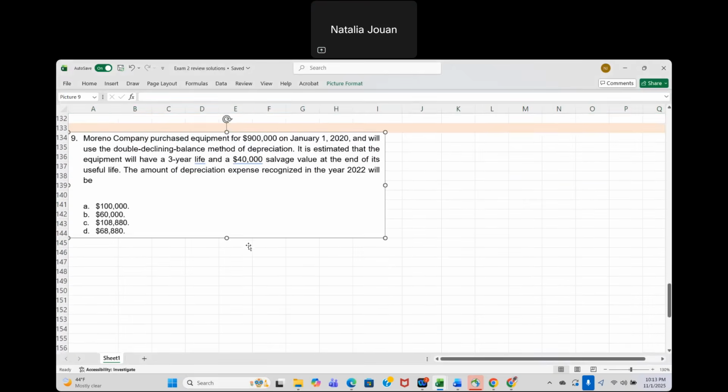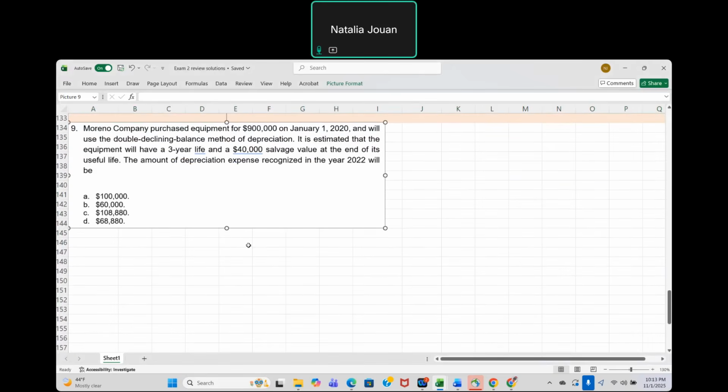Number 9. Okay, fun stuff, depreciation. So what are we doing here? Moreno Company purchased equipment, 900,000. What are we using? Double declining. The estimated life is 3 years. So the straight line rate is 1/3 per year, right? So we convert this. 1 divided by 3, okay, 33% per year.